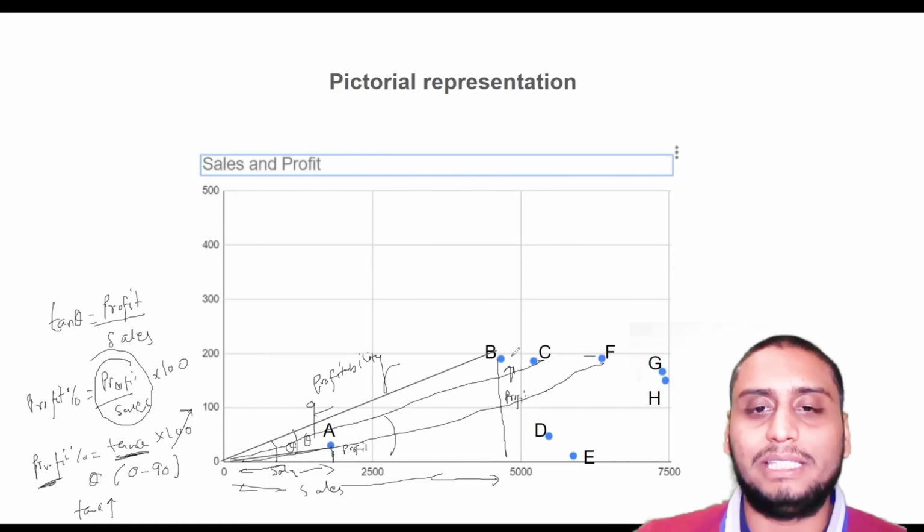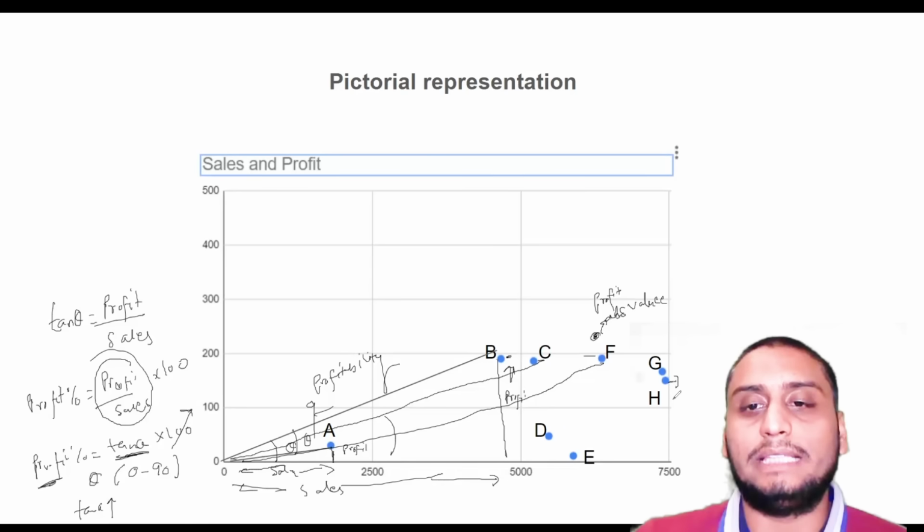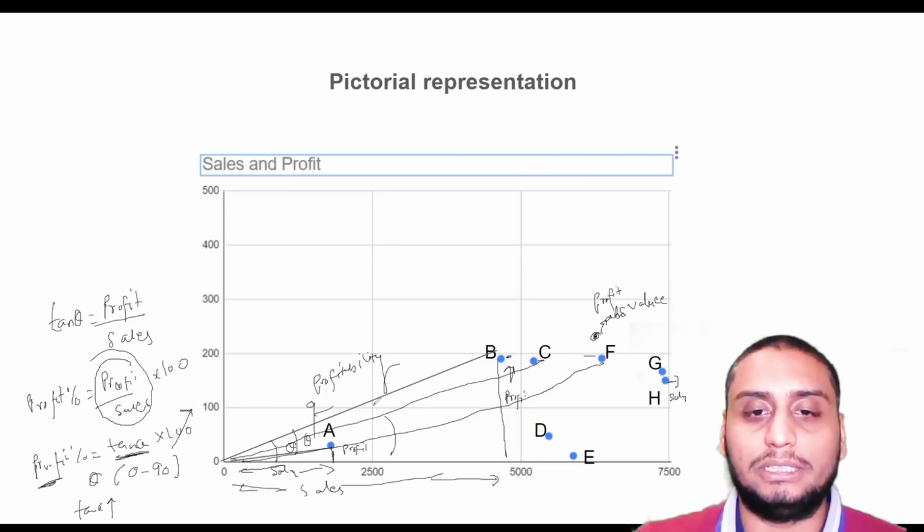B and F seem equal, but whichever dot is above, it looks similar. But let's say if F was here, then the highest profit is made by F, in terms of absolute value. And H has made the highest sales because it is highest in the X direction. Its X component is the maximum.